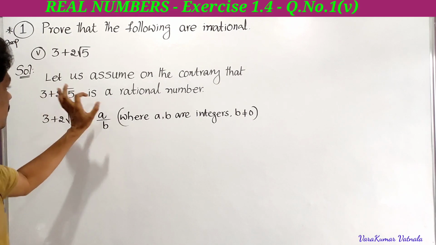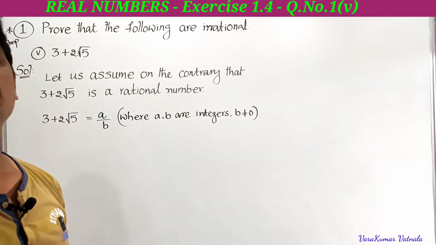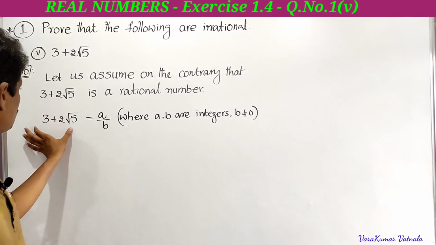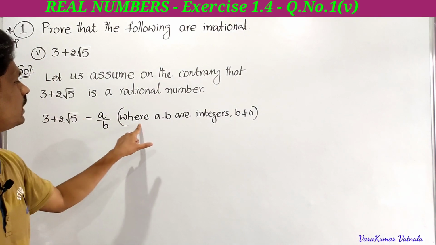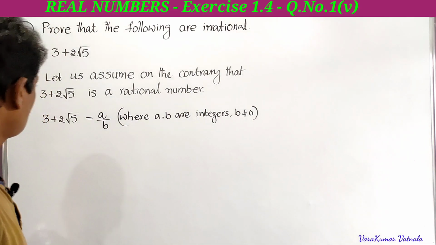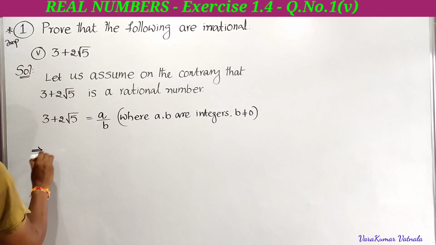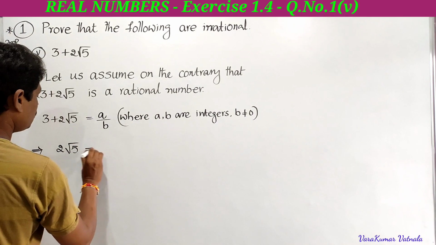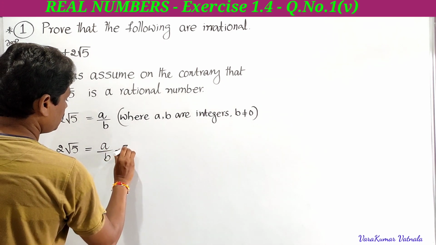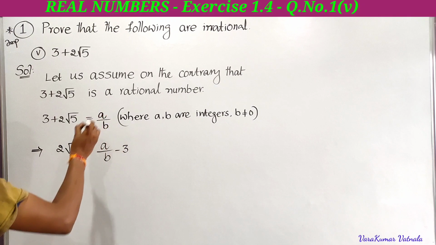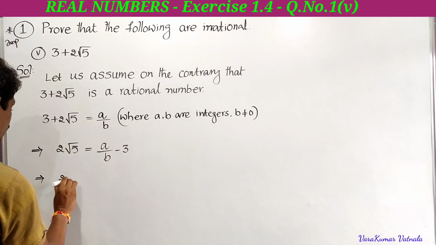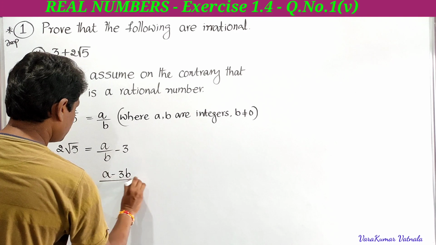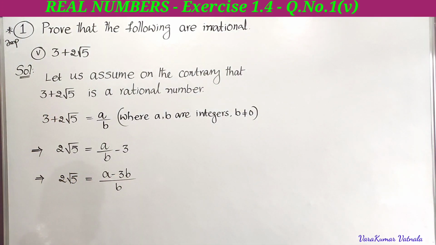See here, first we assume that the given number is rational. Every rational number can be written in the form a by b. Therefore 3 plus 2 root 5 is equal to a by b, where a, b are integers and b is not equal to 0. Now we simplify. Take 3 to the right side, we get 2 root 5 is equal to a by b minus 3. Plus 3 becomes minus 3. Find the LCM, so it becomes a minus 3b divided by b. So 2 root 5 is equal to a minus 3b divided by b.